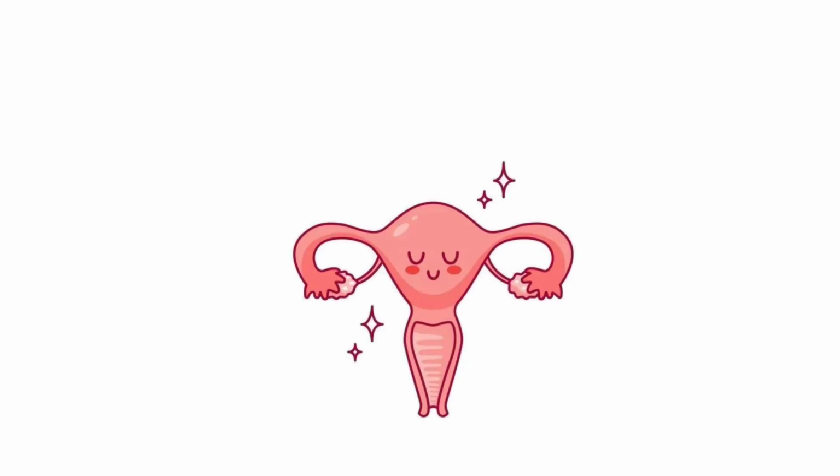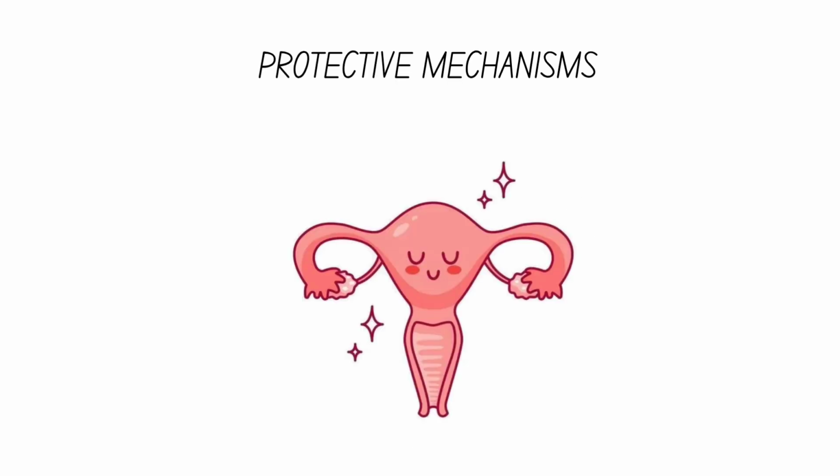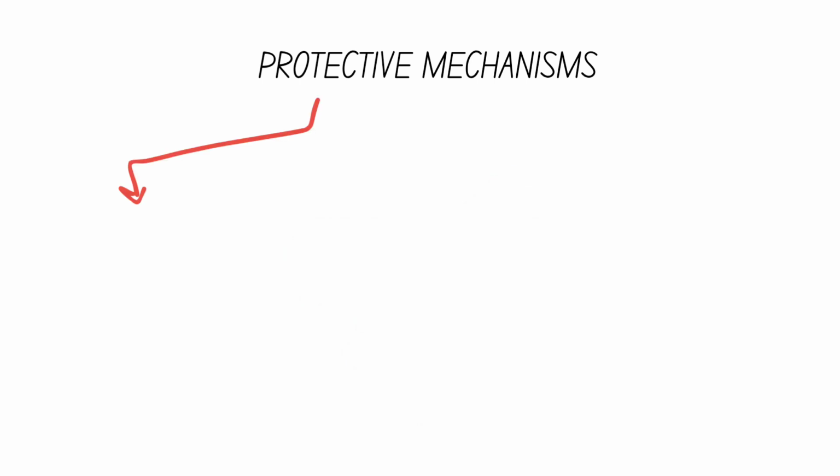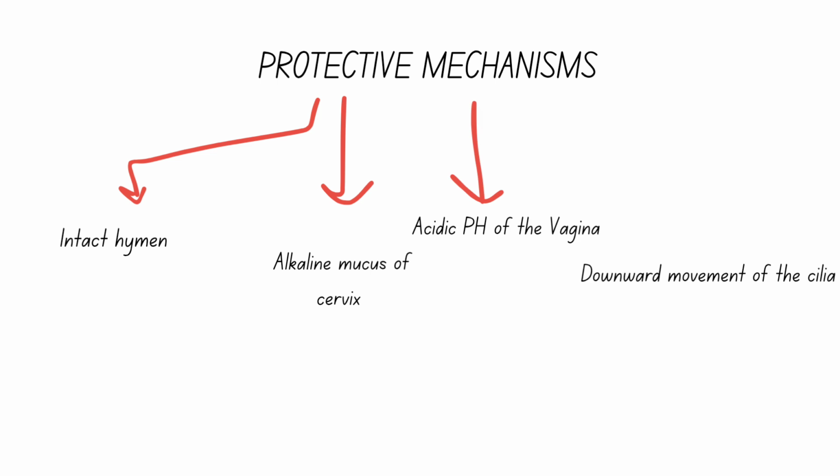Normally, the body has a brilliant defense system. There are certain factors which protect the genital tract from infections. These factors include an intact hymen, alkaline mucus, the acidic pH of the vagina, and the downward movement of the cilia. Cilia are microscopic hairs which sweep the germs out.